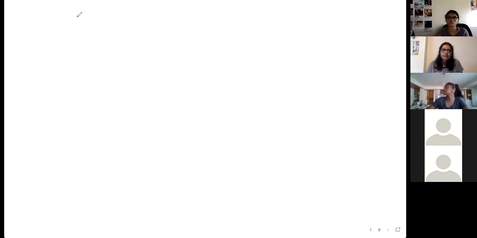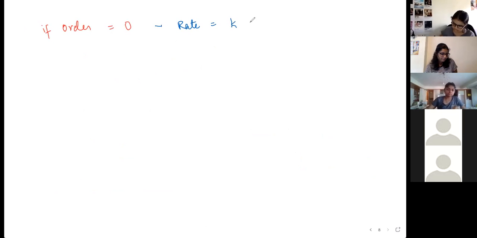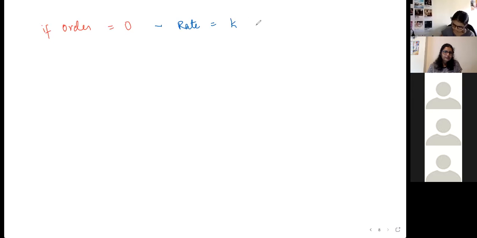So now we have the rate law. Depending on the order, if order equal to zero, then your rate will be equal to a constant. This is a constant, so this is independent of any of the reactants.